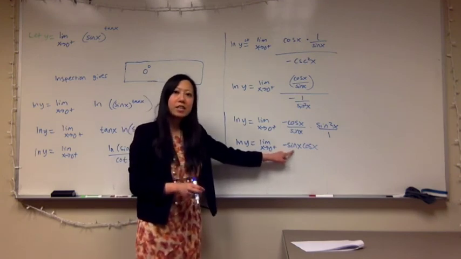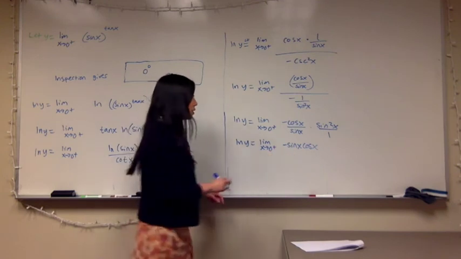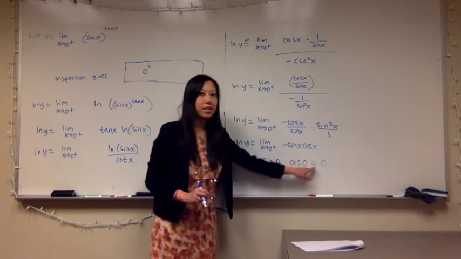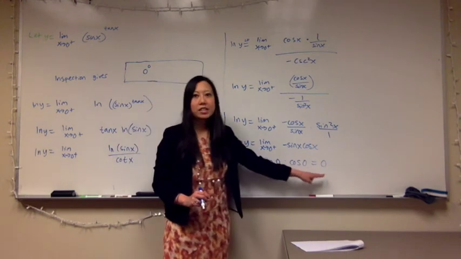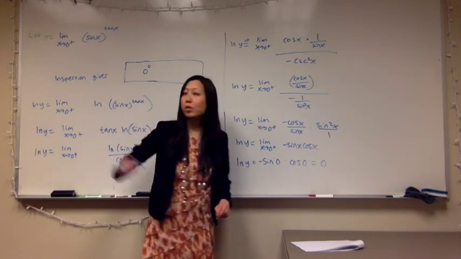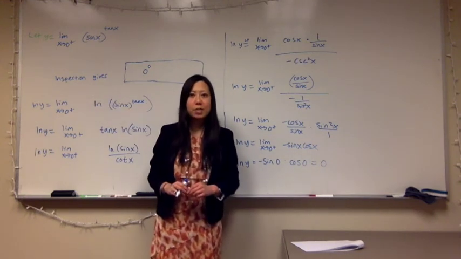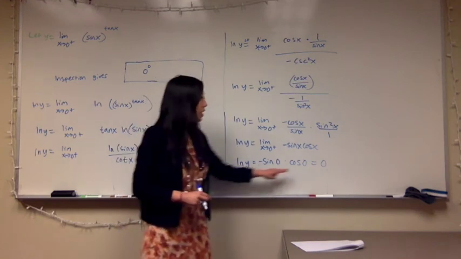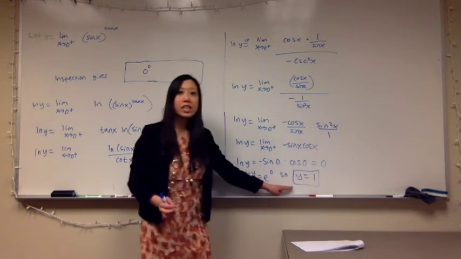Now I could just do direct substitution. I have negative sine 0 times cosine 0, which is 0 times 1, which is just 0. So I have ln y is 0. That's not my answer because I need to find what y is. That is what I defined as my original limit. So I take e to each side. e to the ln y equals e to the 0. Here, y equals 1.